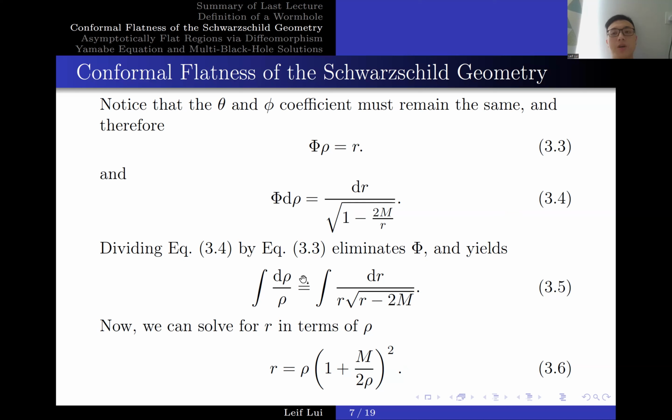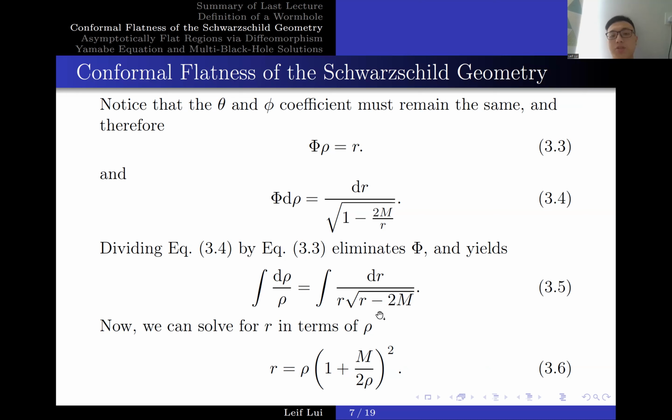To solve this equation, we just take 3.4 divided by 3.3, and then we get a differential equation. This first order differential equation is quite nice because it is separable. If we divide 3.4 by 3.3, we get this and this. By separable, it means that we can separate the variables and just integrate to solve. These integrals are not too hard to do. This one's easy. It's just natural log of rho.